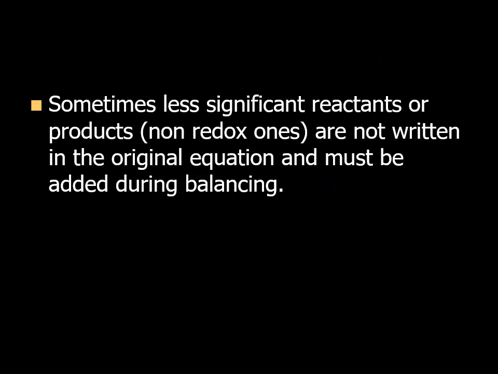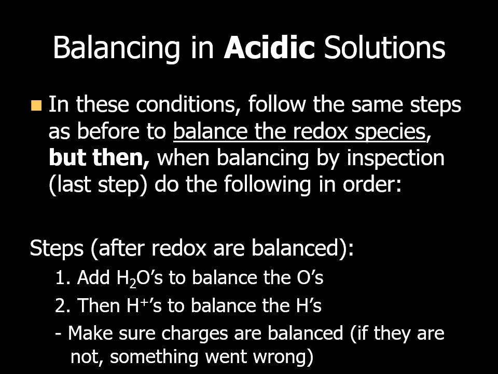All right, sometimes less significant reactants or products are not going to be written in, and this is where you have the redox species happening in acidic or basic conditions, and so they may have just included the redox species, and you're going to have to add in some other species based on whether it is going to be in acidic or basic conditions. So let's go through the rules for balancing in acidic conditions, and we're going to use oxidation numbers to do that. So again, the redox species might be included in the reaction, but it might be missing some other things. And if it is in acidic conditions, the 2 things that it could be missing are water and hydrogen ions.